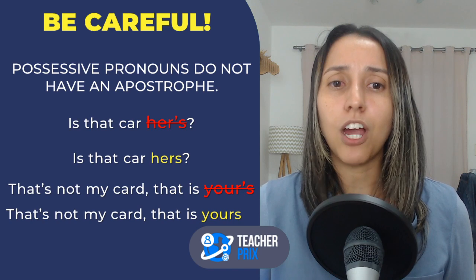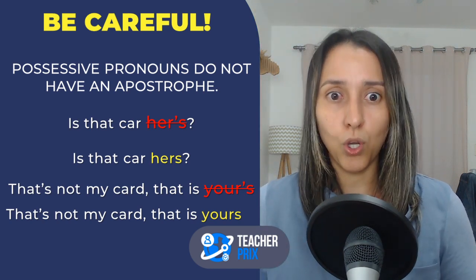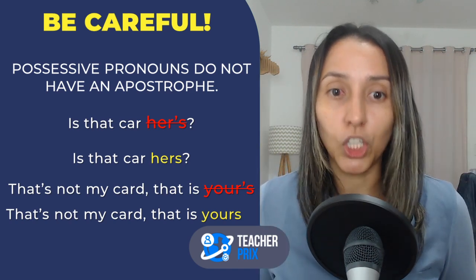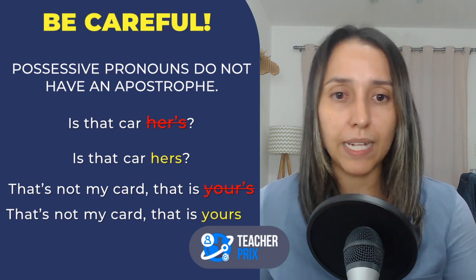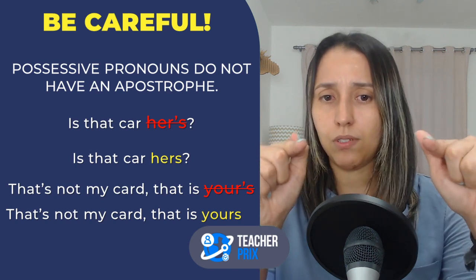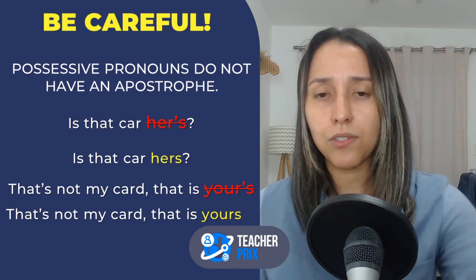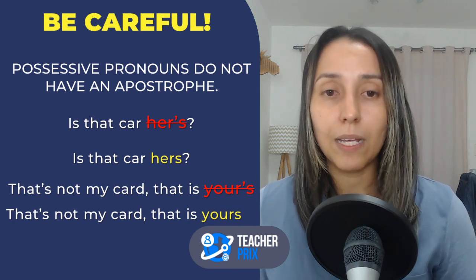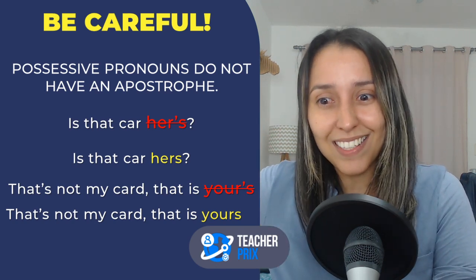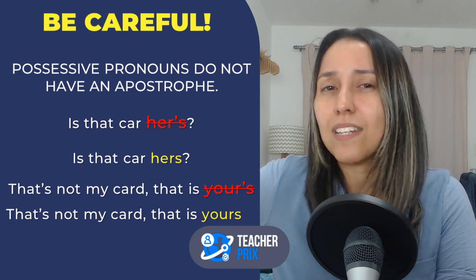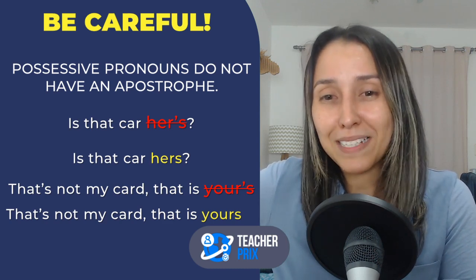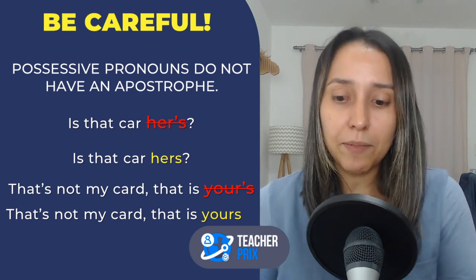So you don't say, is that car hers, apostrophe s. No, is that car hers. The s is combined with the her. You don't separate the pronoun, the word her, and the letter s, okay? Hey, that's not my car, that is yours. So I don't say yours apostrophe s, not at all. I don't write it that way. Now, believe it or not, this is a mistake that even native speakers make. Can you believe that? Hey, English is not that easy for native speakers either. They make mistakes too. Well, they don't make this mistake a lot. It depends, but they do, okay?